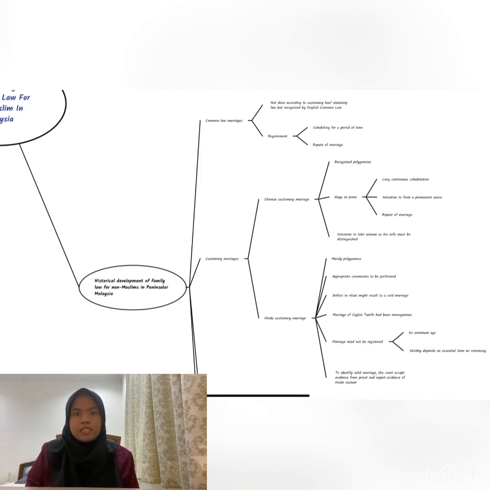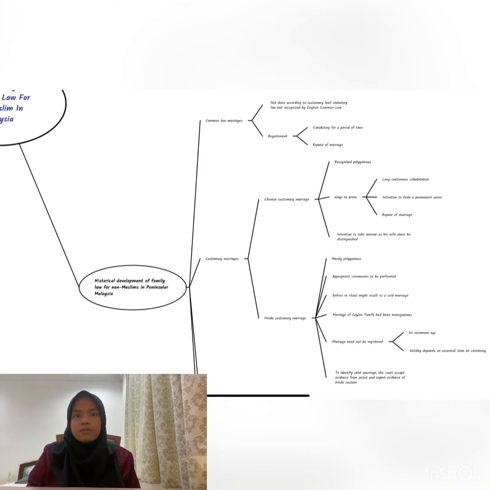There are 2 requirements that need to be fulfilled, which are cohabiting for a period of time and repute of marriage. The second type of marriage is customary marriage. This marriage is divided into 2, which are Chinese customary marriage and also Hindu customary marriage. Under Chinese customary marriage, it recognizes polygamous marriage and there are 3 ways to prove the marriage, which are long continuous cohabitation, intention to form a permanent union, and repute of marriage. The intention to take the woman as his wife must be distinguished.